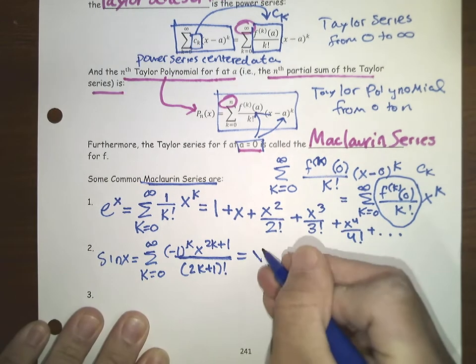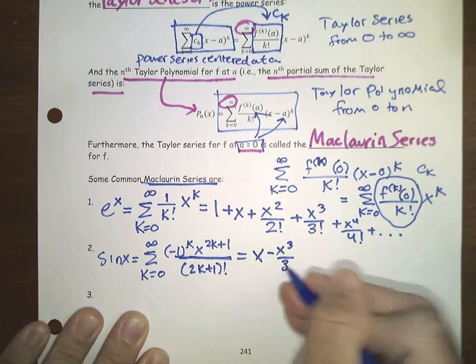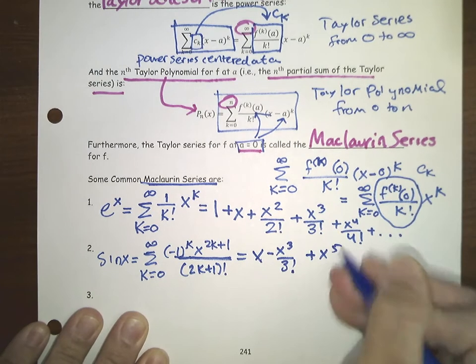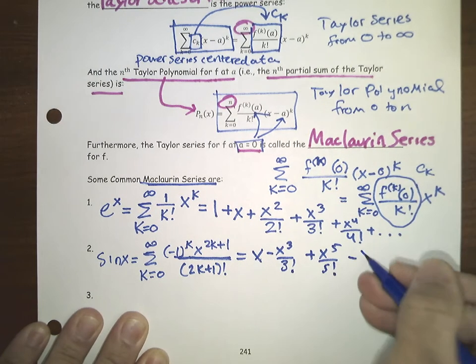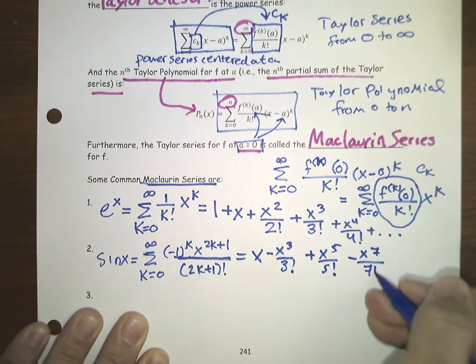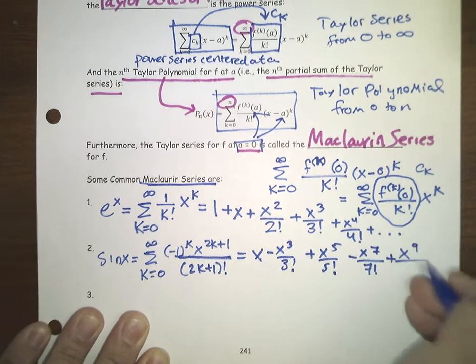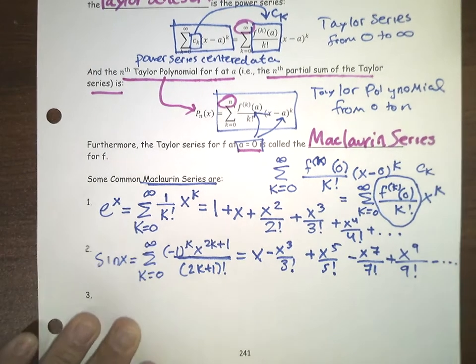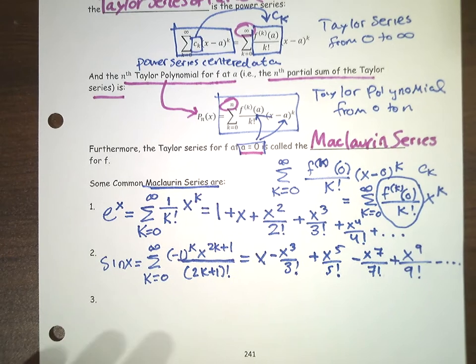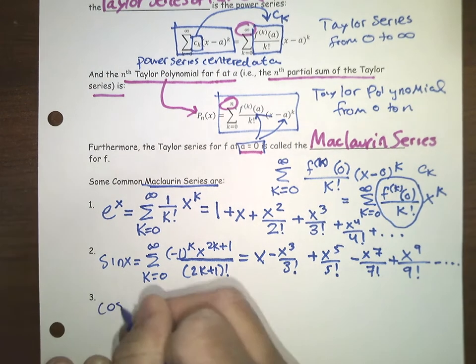So this is x minus x to the third over 3 factorial plus x to the fifth over 5 factorial minus x to the seventh over 7 factorial plus x to the ninth over 9 factorial, and the minus, and so on. And then the next one that is a common Maclaurin series is cosine of x.